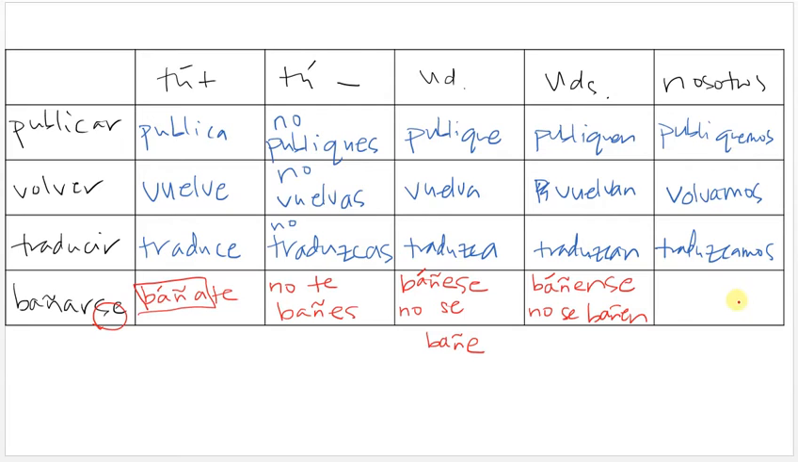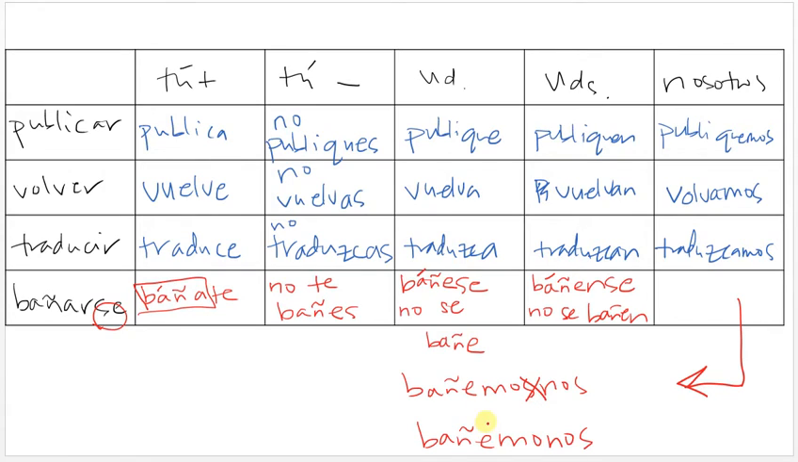For the nosotros command, it gets a little bit tricky. So for the positive command, we're going to go to the opposite ending, bañemos, and then our reflexive pronoun for nosotros is nos. But this is a little clunky in Spanish, so they actually take out this S. So what it becomes is bañémonos. And then we have to add an accent on the second to last vowel or second to last syllable of the verb itself. So the verb is bañemos. Second to last vowel is this E, so bañémonos. Let's take a bath or let's bathe.